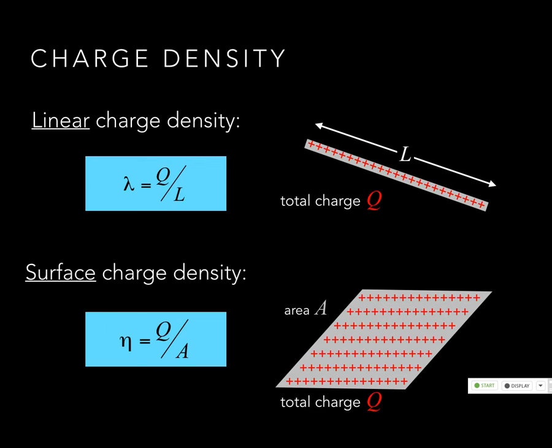What other kind of charge density would you expect there to be? Volumetric. Volume charge density, which is just Q over volume, which is V, and it's represented by the rho that we use for mass density.